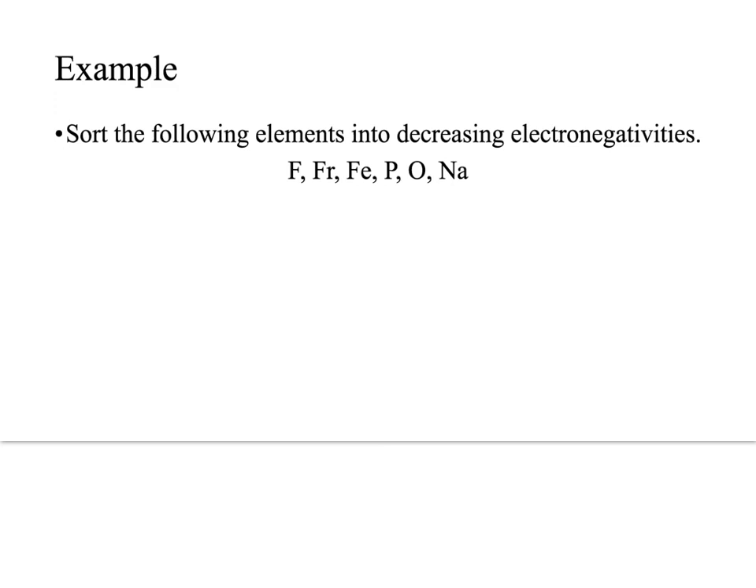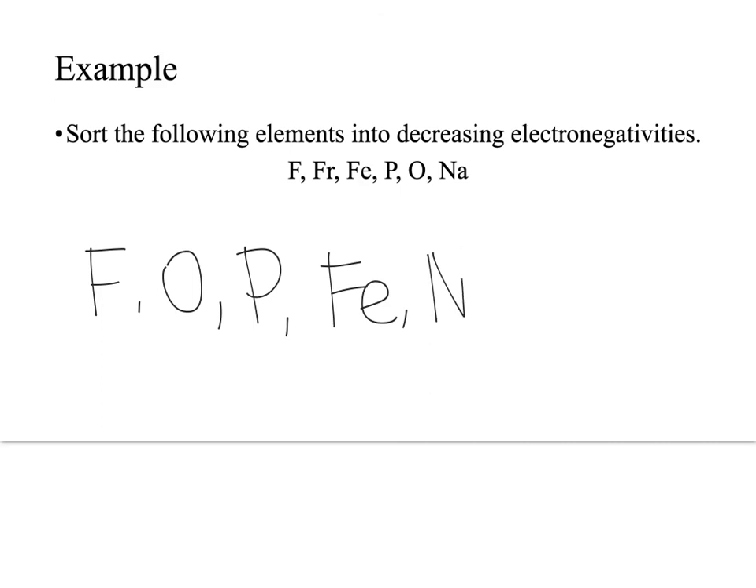So let's try it. All right, again, I'll show you the first one. You get the rest. Decrease in electronegativities means we start with the largest, and the largest is fluorine. Pause the video. You get the rest. All right, welcome back. Let's go with the rest of them. Next one is oxygen, then phosphorus, then, I know it's a transition metal, but still iron would be, if we're assuming the same trend, sodium, and francium.